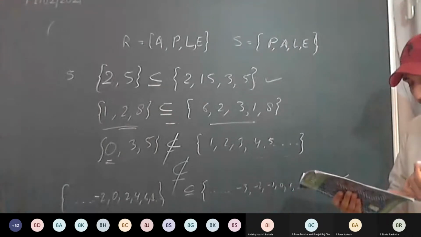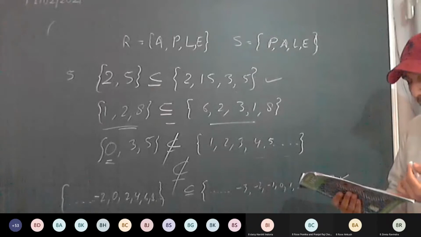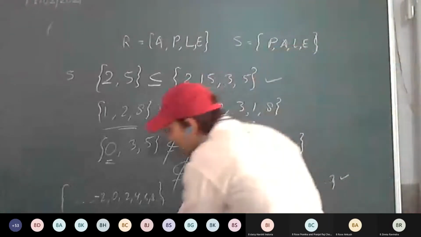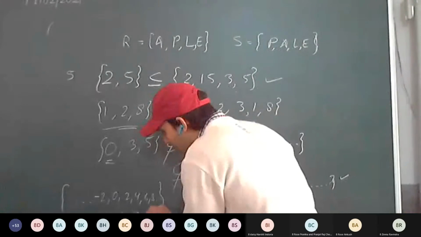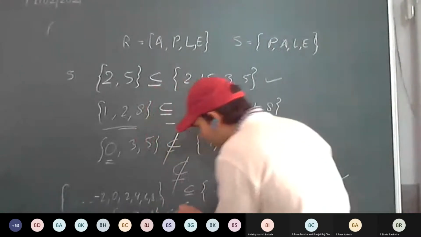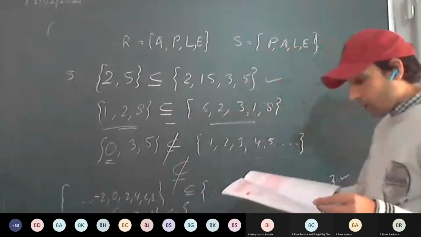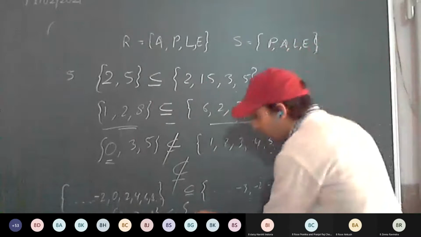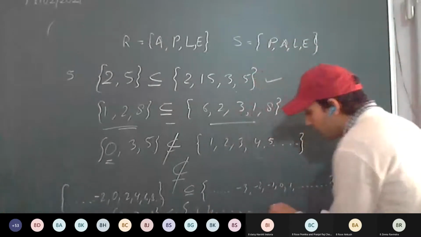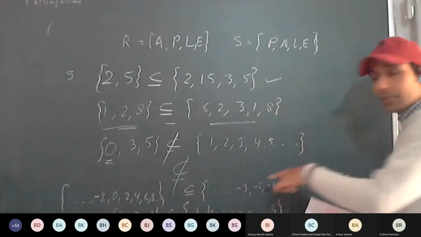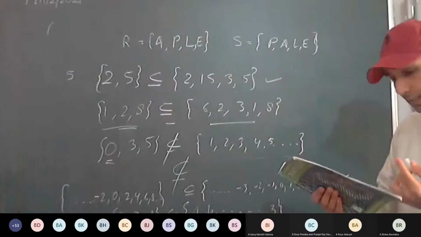P, Q, R, such that x is a small letter of the English alphabet. Again, P, Q, R is a subset of the small letters of the English alphabet, A, B, C, D up to Z. They are present, therefore it's a subset.